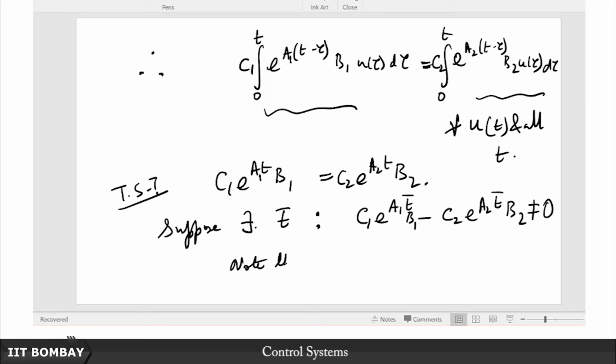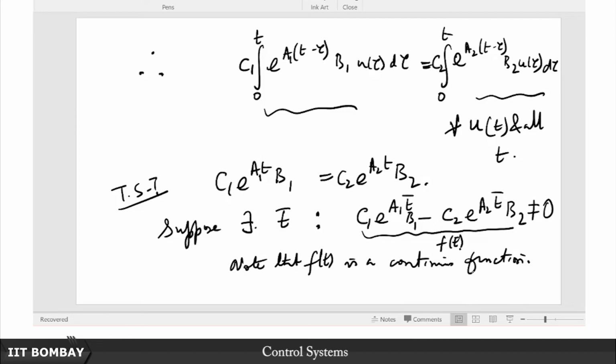Note that if I describe this function as f(t), note that f(t) at t bar, note that f(t) is a continuous function, right.